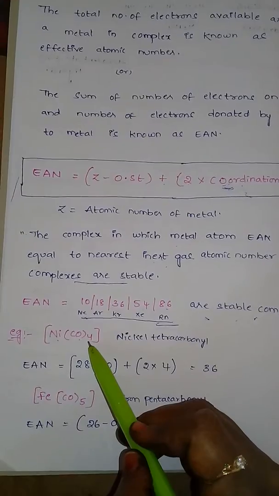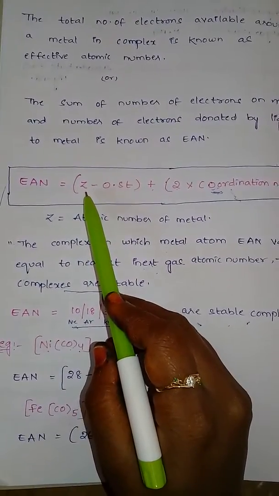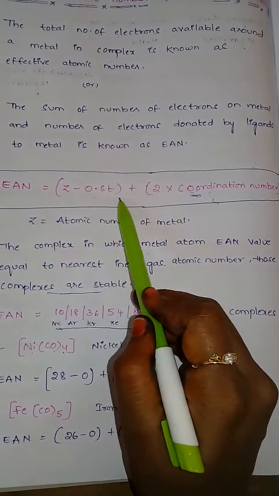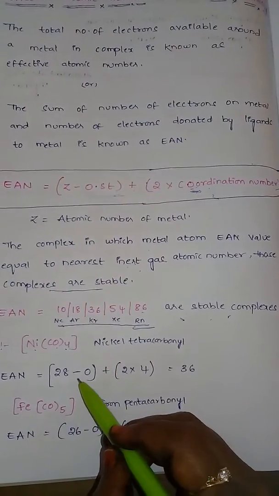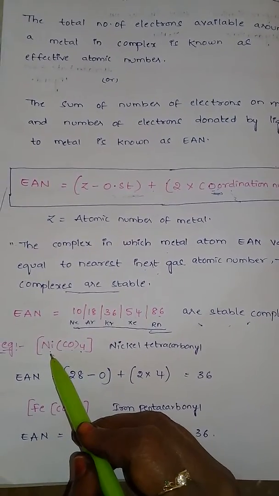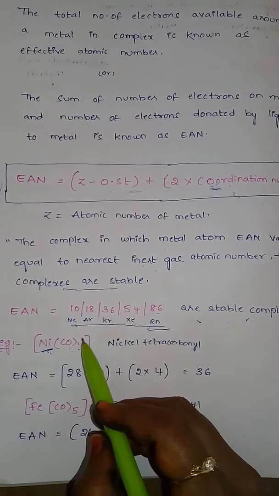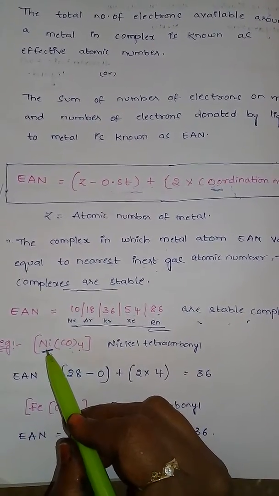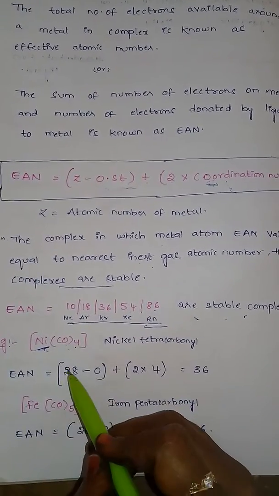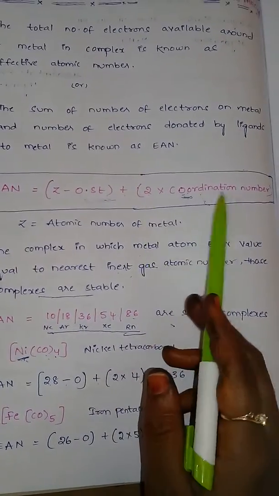Ni(CO)4, nickel tetracarbonyl. First we have to find atomic number minus oxidation state plus 2 into coordination number. We have to find the oxidation state of the metal. Based on the previous tricks, in all metal carbonyls the oxidation state of the metal is 0. So in this complex the nickel oxidation state is 0. Atomic number of the metal 28 minus 0 plus 2 into coordination number.